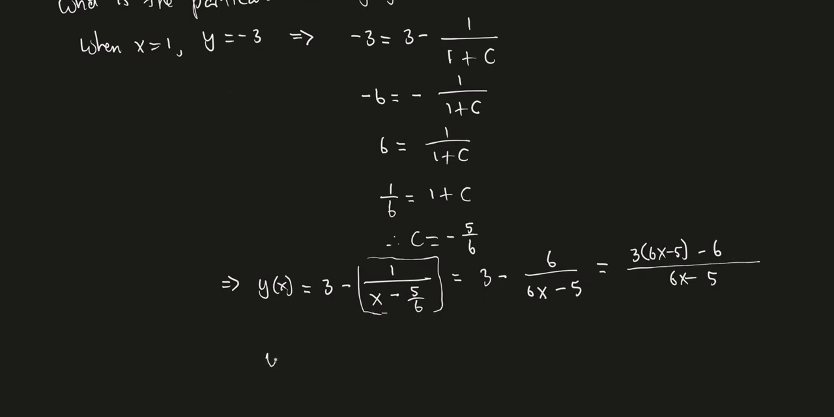Now, what do we end up with if we write that in a nice simple form? We'll end up with 18x, and then we have a minus 15, and then minus 6, so that's minus 21, and then that's over 6x minus 5. So this is the function that not only satisfies our original differential equation, but it also passes through the ordered pair (1, negative 3).